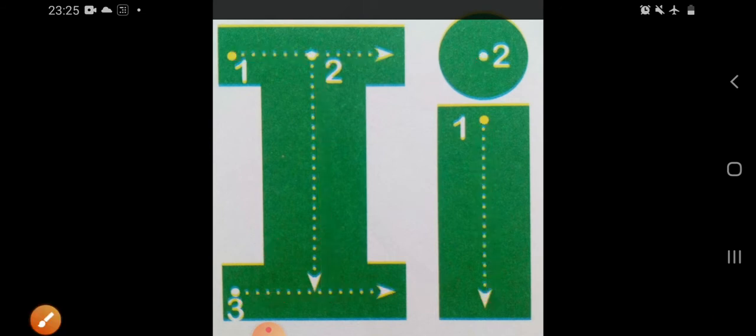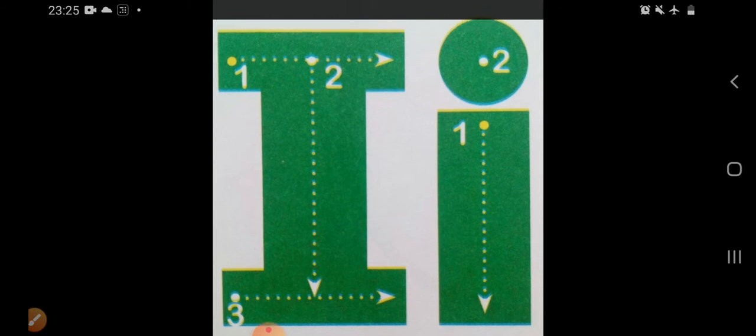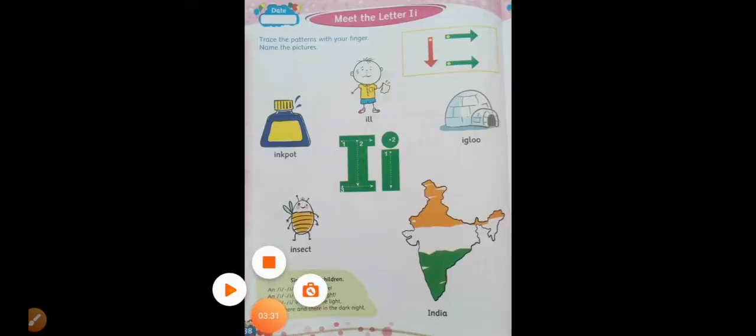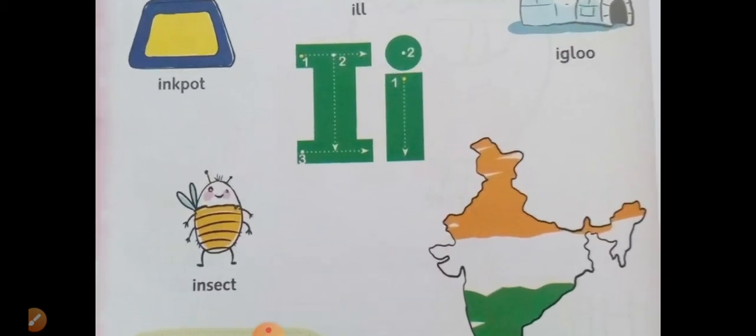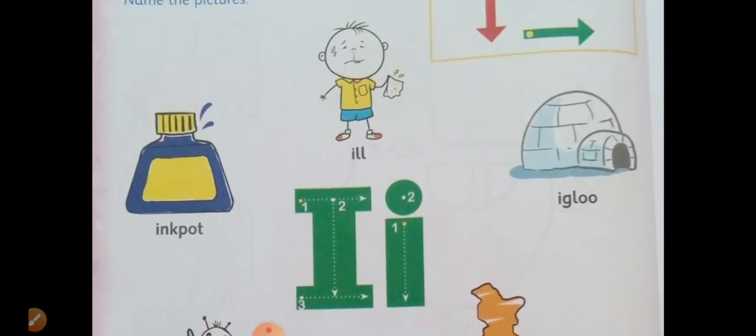Okay, children, just remember this letter is in your English book. So we are moving to another picture. So, yes, children, see, so many pictures are here with letter I. Now let's meet them with the sound.